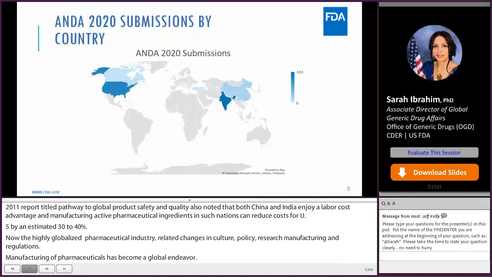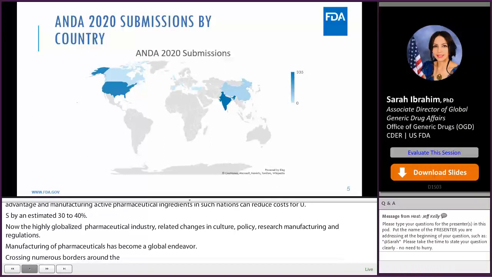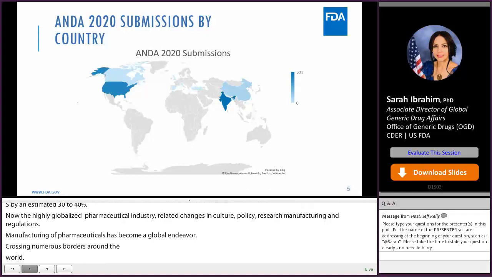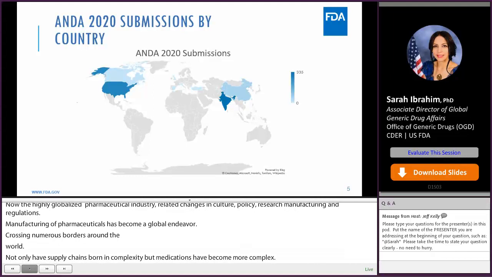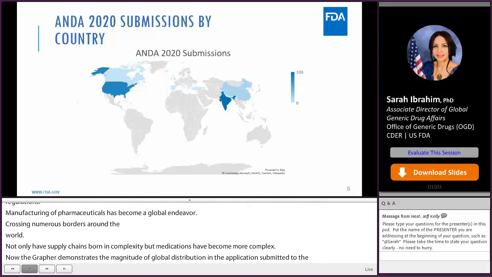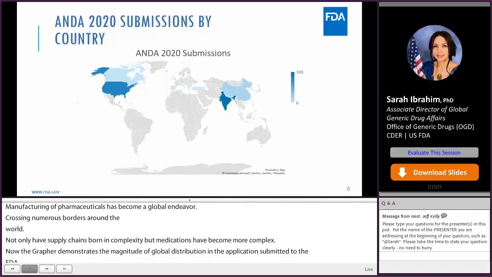Now, the graph here demonstrates the magnitude of global distribution of ANDA applications submitted to the FDA. And when reviewing the significance of the shared geographical distribution that represents ANDA submissions, please consider the complexity of the nature of applications, where applicant location indicated in the submission may not be representative of the API or totality of facility locations across the globe.